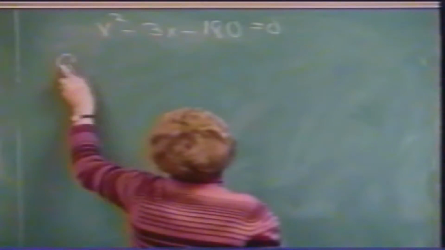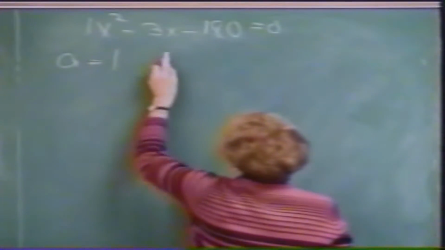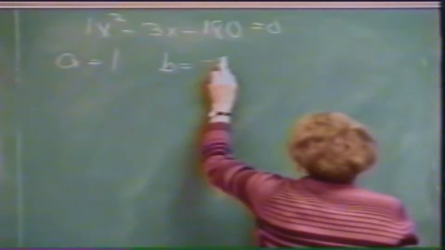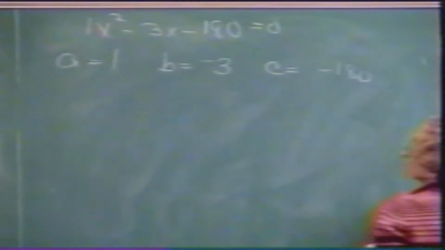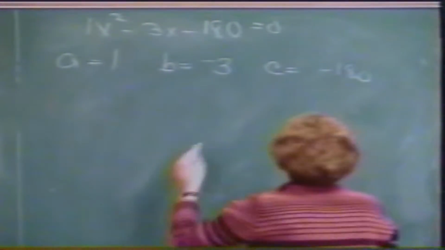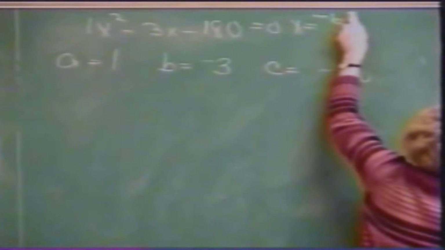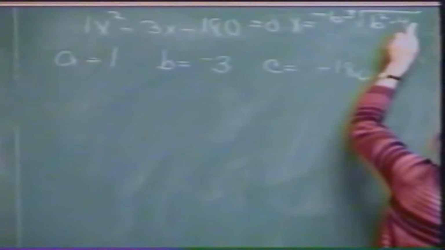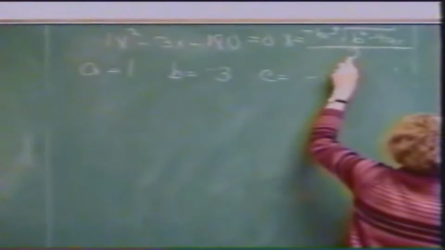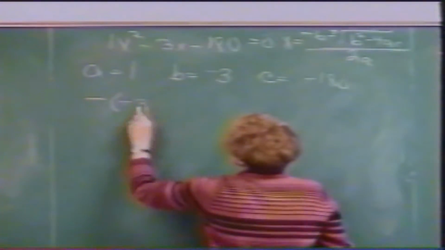So let's do that. The A is going to be what? 1, because it's the x squared coefficient. B would be negative 3. C would be negative 180. So if you'll put those into the quadratic formula, I'm going to write it up here again in case somebody forgets. The opposite of B plus or minus the square root of B squared minus 4AC all over 2A. So fill your numbers in.